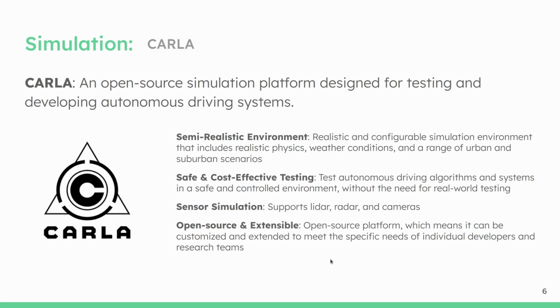Next is CARLA. This is the open source platform specifically built for testing and developing automated driving systems. It offers a semi-realistic environment, so you can play with realistic physics. You have weather conditions and different urban environments you can test with. Because this is running in a simulation, it's safe and cost effective. You don't have to go out and run real-world testing with this.